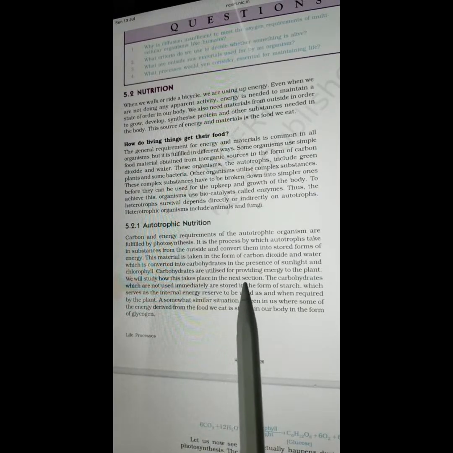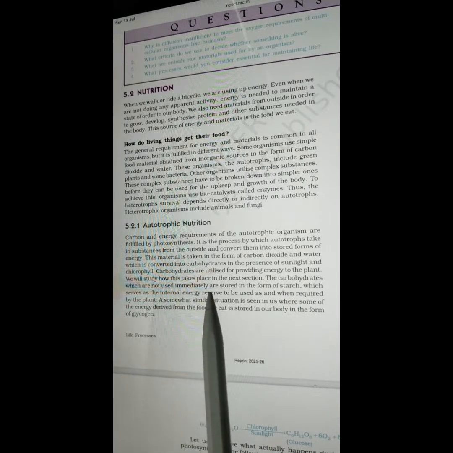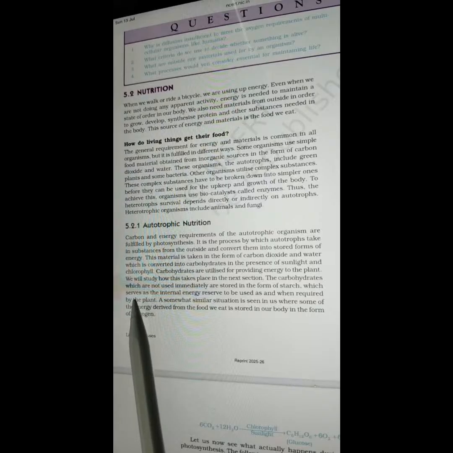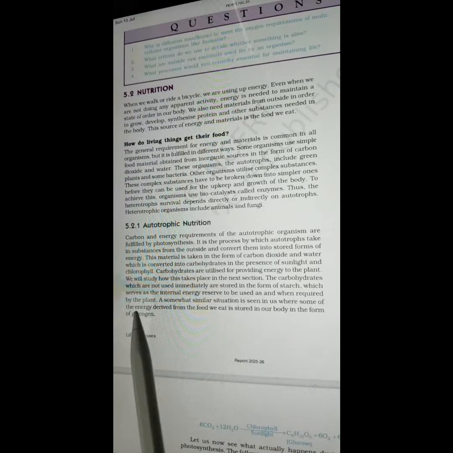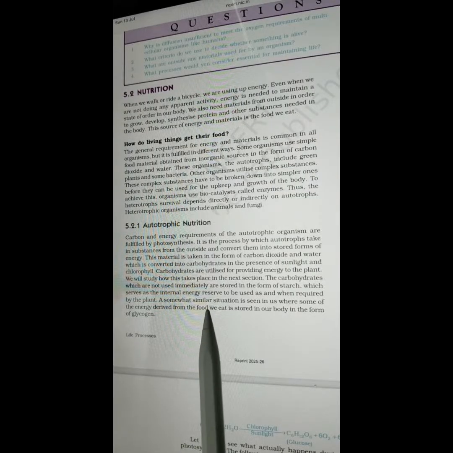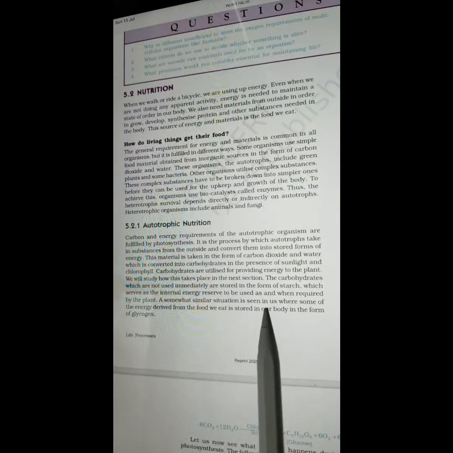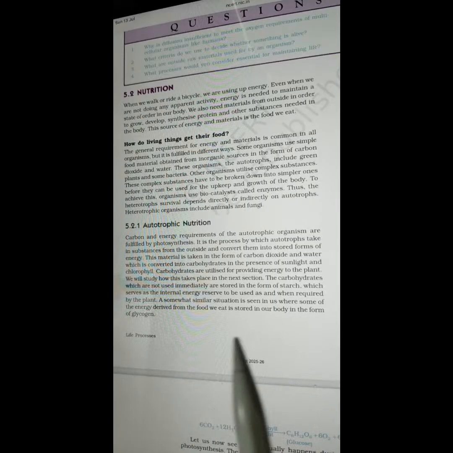Carbohydrates are utilized for providing energy to the plant. We will study how this takes place in the next section. The carbohydrates which are not used immediately are stored in the form of starch, which serves as the internal energy reserve to be used as and when required by the plant. A somewhat similar situation is seen in us, where some of the energy derived from the food we eat is stored in our body in the form of glycogen.